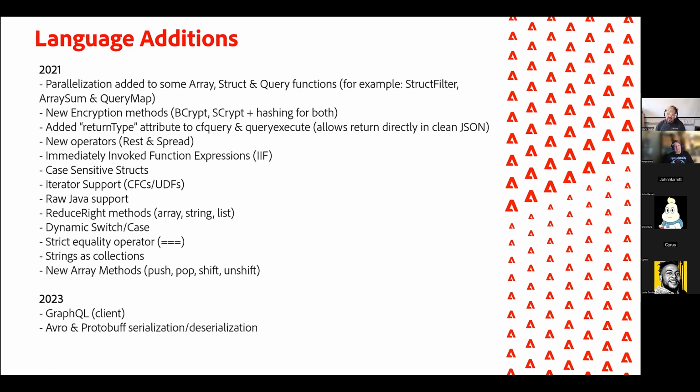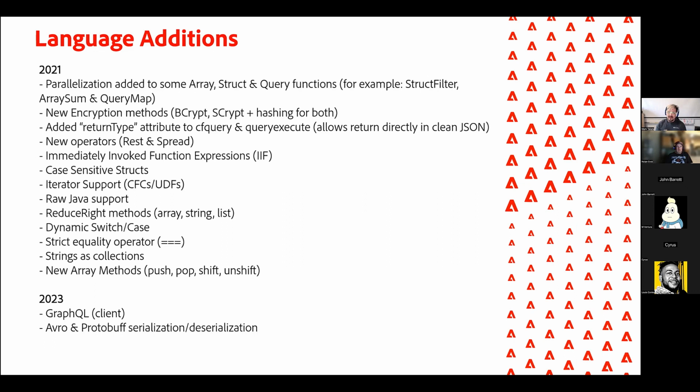Parallelization was added to some array, struct, and query functions. So for example, array sum, query map, struct filter. What the heck does that mean? It basically allows you, if you're running one of these functions, to run them in parallel, which lets you use more threads. And that can, depending on your architecture, run them faster. It's for efficiency. We added new encryption methods, bcrypt and scrypt, and then hashing. Obviously, security encryption for whatever passwords. All that is a stronger kind of encryption.